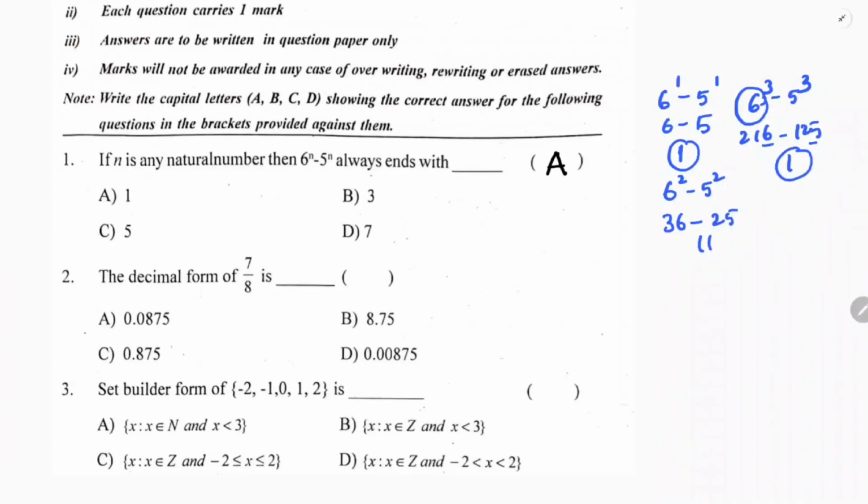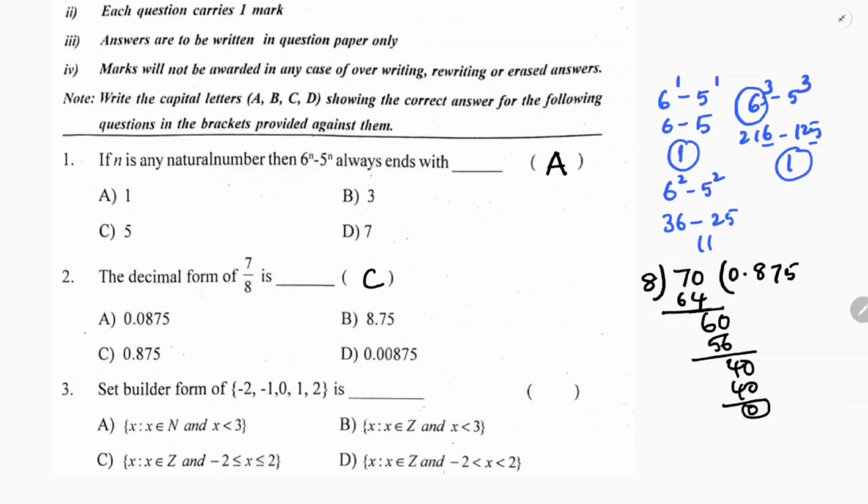Next one, the decimal expansion of 7 by 8. See, 7 if I divide by 8, as it will not go, so decimal 7, 8 times 8, 64. So 6 already point is this, so 8 times 7, 56. So 4, 8 times 5, 40. So the answer is 0.875. So the correct option is C.